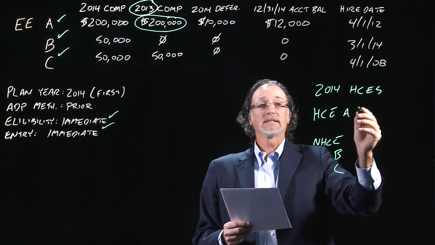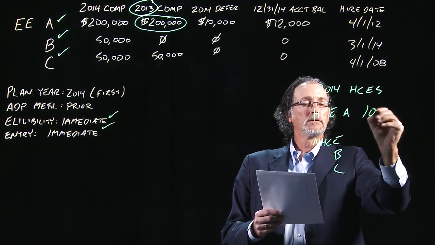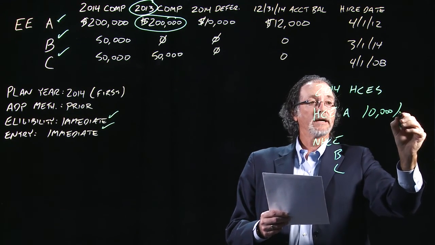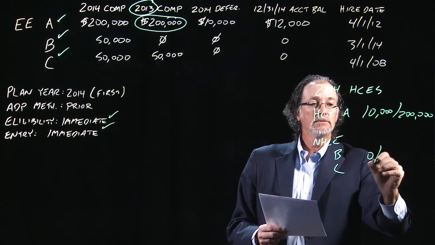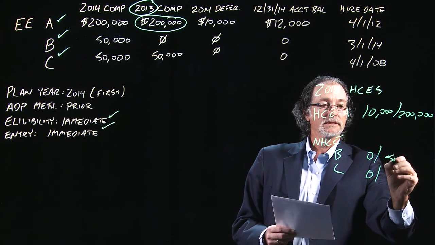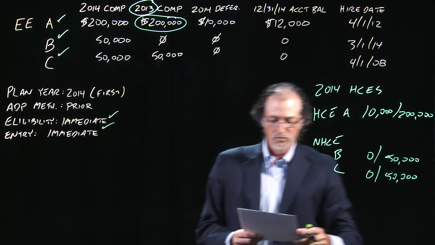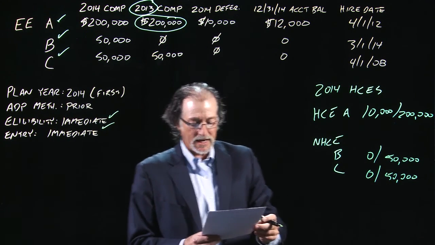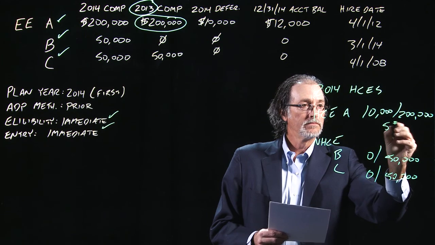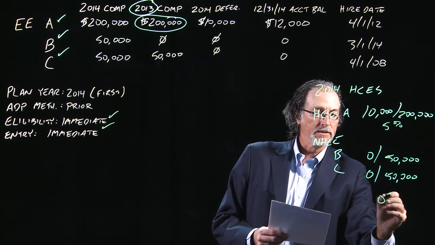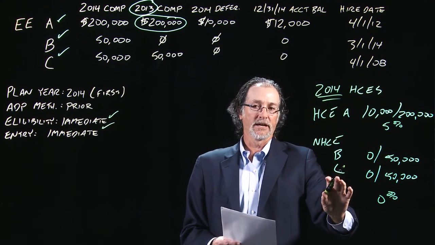All right, so let's take 10,000 divided by 200,000. And then B and C, I see 0 and 0. So it really doesn't matter what their comp is because they're going to be 0. So if we run this thing out, the HCE ADR is 5%. NHCE is 0%. Now these are the 2014 ADR calculations.